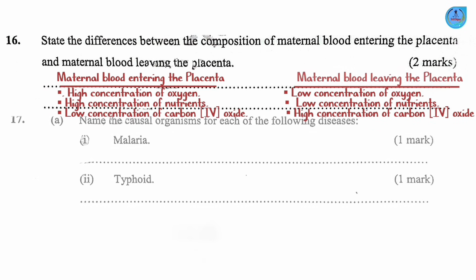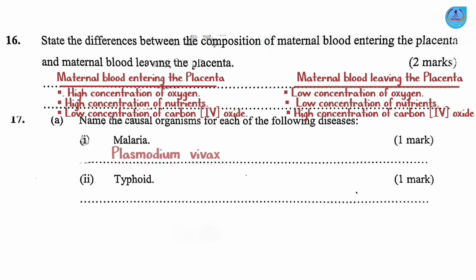Question number 17, part A. Name the causal organisms for each of the following diseases. Okay, for malaria, that is Plasmodium. Now, Plasmodium has 4 species, so you can write any of the 4. For example, Plasmodium vivax, malariae, and so on.